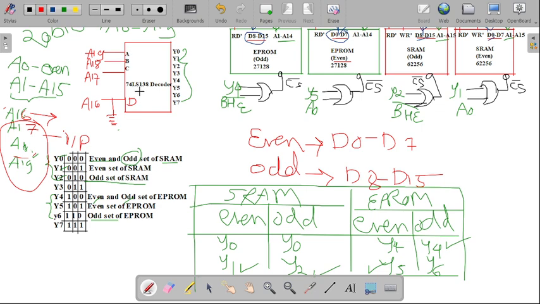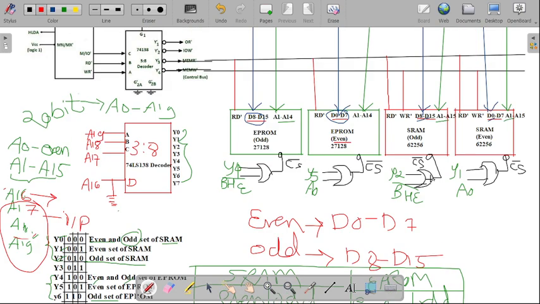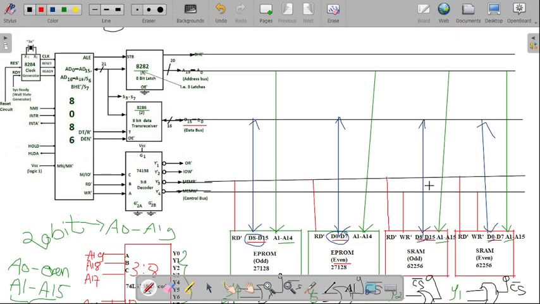So here in the case of the decoder, we are taking only 3 to 8 lines. So 3 are the input and 8 are the output. So this D signal will be considered as a ground signal, so it should not be reflected as an address line of our decoder. So in this way, we have drawn this memory interfacing diagram.